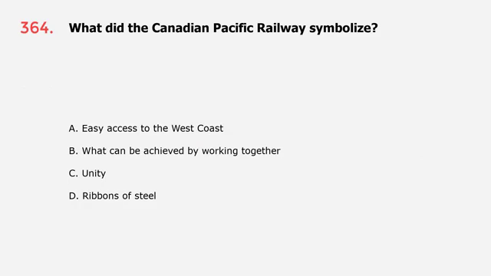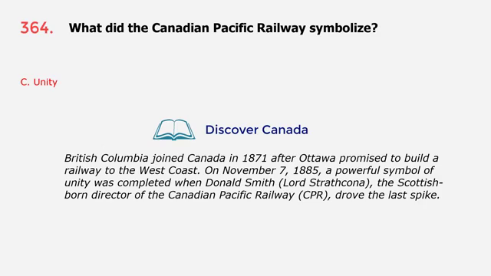Question 364. What did the Canadian Pacific Railway symbolize? A, easy access to the West Coast. B, what can be achieved by working together. C, unity. D, ribbons of steel. The answer is C, unity.